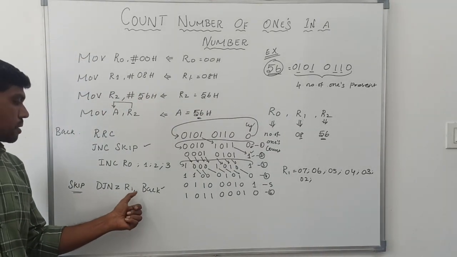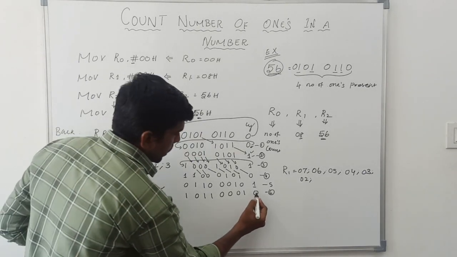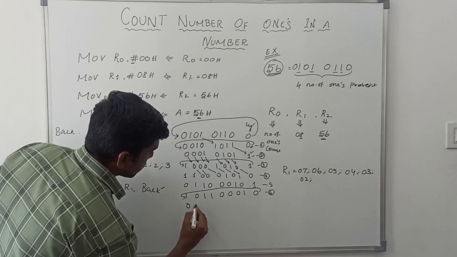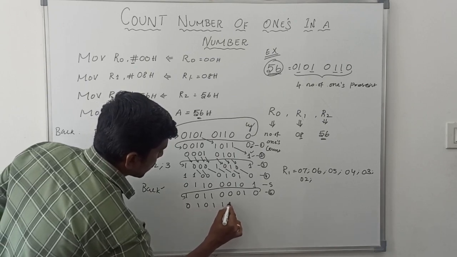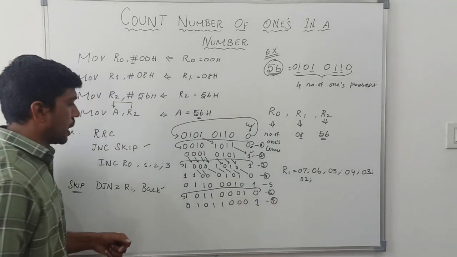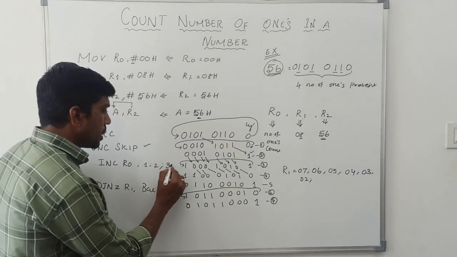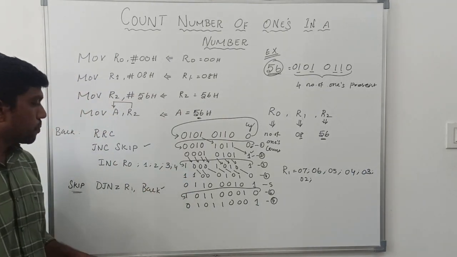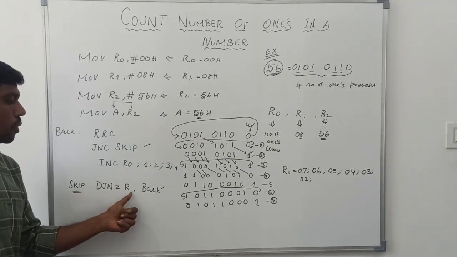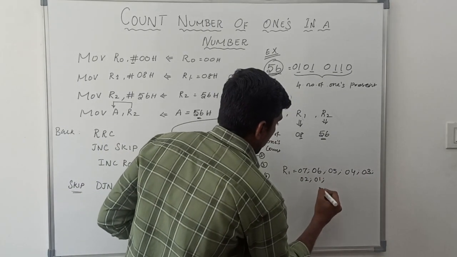So the condition is true. It goes to this instruction, RRC. So once again rotate the content. So the carry goes to the MSB, 1 0 1 1 0 0 0. After the 7th rotation, the carry value is 1. The condition is false. It executes the next instruction. Now the R0 value is 4. Then it comes to DJNZ R1. So after decrement, the R1 content is 01.